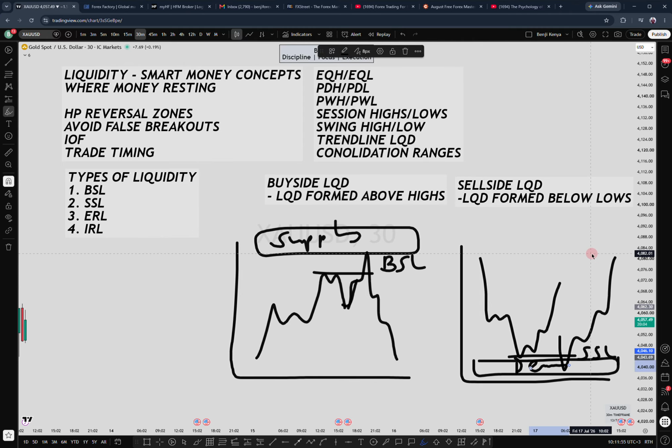So that's the difference between buy side and sell side. What we usually do is combine liquidity with supply and demand to get what we call high probability setups. That's the simple thing we do. Buy side liquidity is resting above highs. Sell side liquidity is resting below equal lows or even lows. That's the difference between buy side and sell side liquidity.